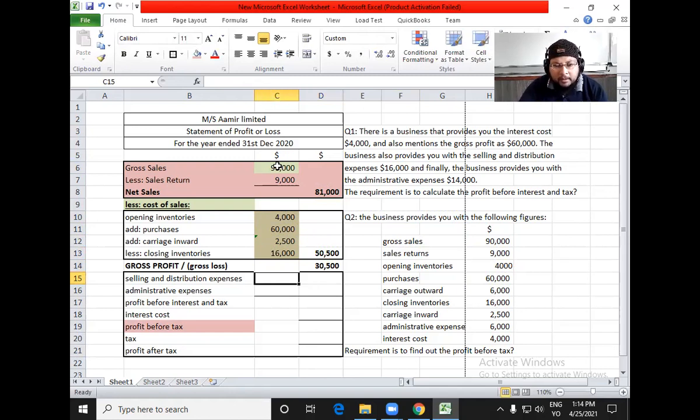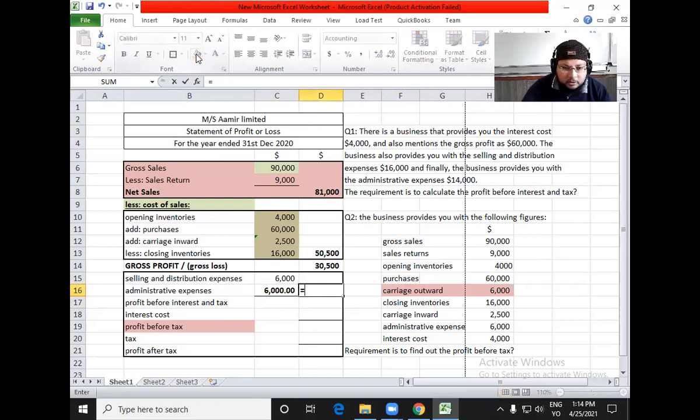That is simple. The carriage outward is part of the distribution expenses. So you will consider it under the head of selling and distribution expense. You will also subtract your administrative cost. So you add them up. You will have the sum of the expenses 12,000. Then you subtract these expenses from the gross profit. You will arrive at profit before interest and tax. And finally, you subtract your interest cost, which is 4,000. Then you will get your final answer, which is 14,500.